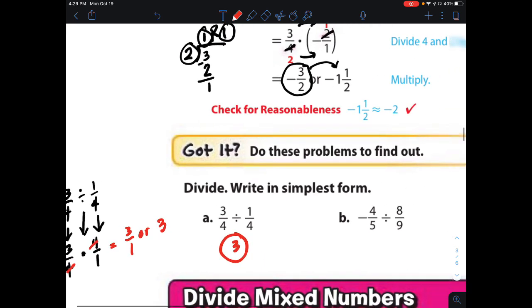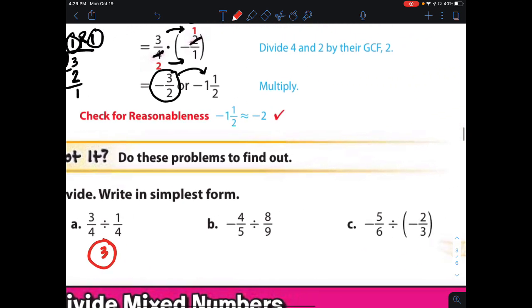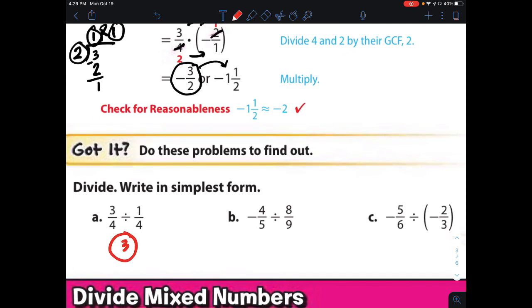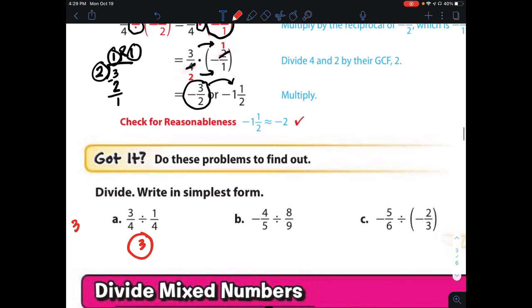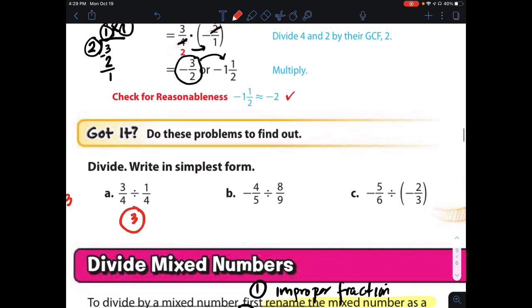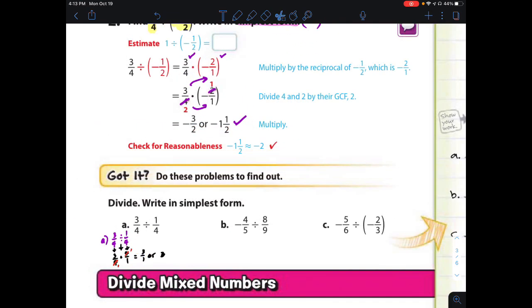So do B and C. Make sure you look at the signs when you're doing B and C. Okay? So do B and C on your own.